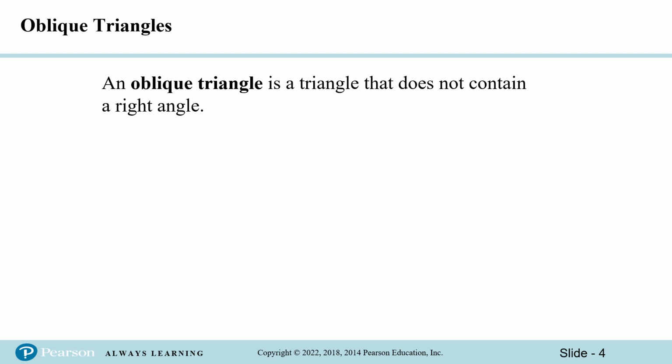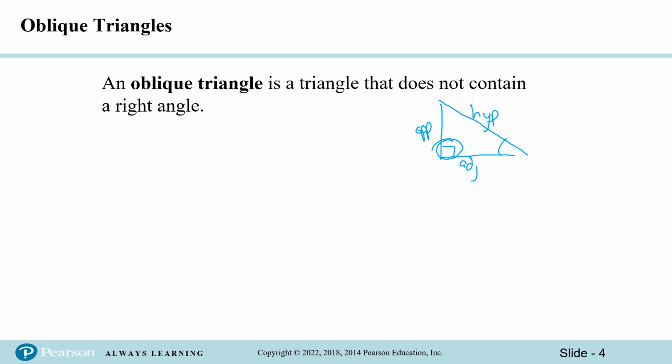Okay, so what is an oblique triangle? It's any triangle that does not contain a right angle, right? So what we've been working on so far is trig with right triangles. Here we have a right triangle, we've got an angle, and we've got the opposite side, and the adjacent side, and the hypotenuse. But with an oblique triangle, we don't have a right angle. There is no opposite, adjacent, hypotenuse.